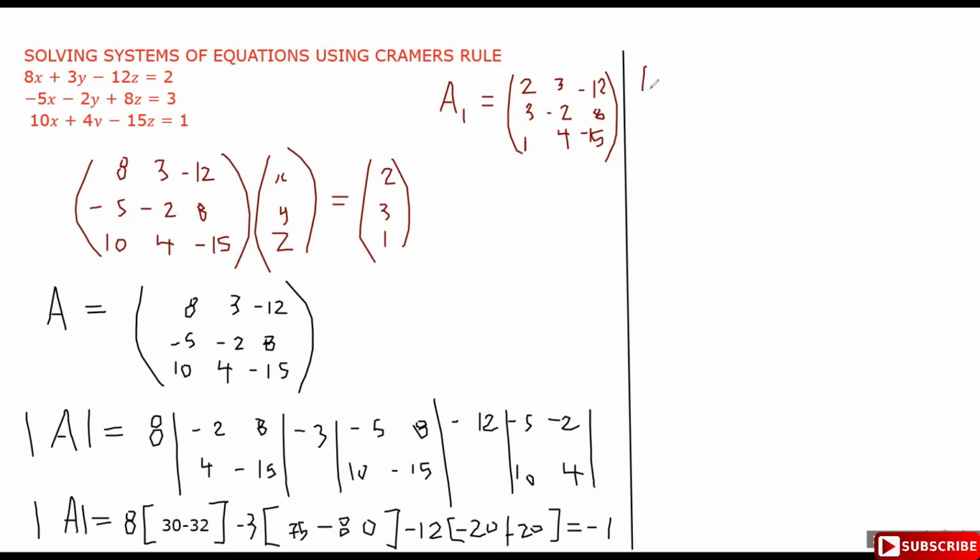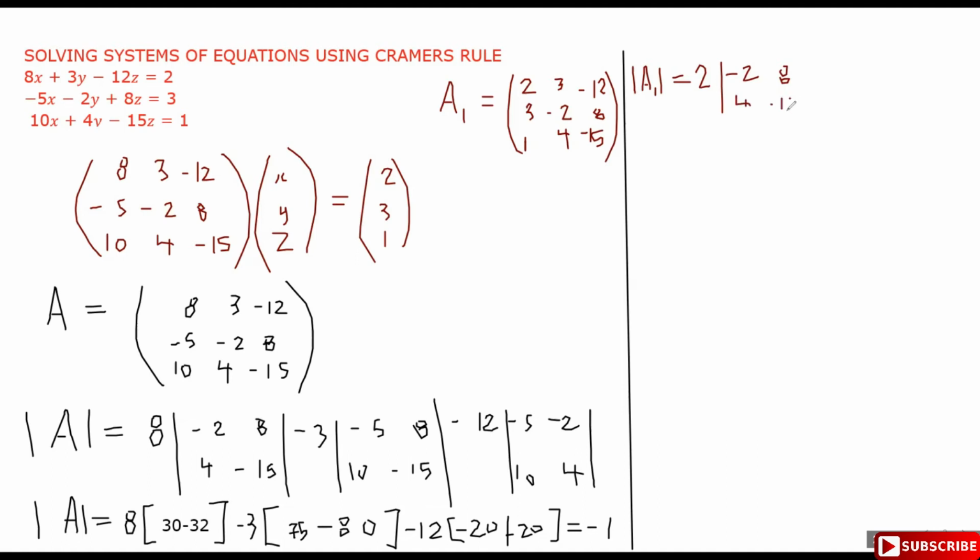So now we can work out the determinant of A1. To find the determinant of A1, this is going to be equal to 2 times the determinant of, cross out the row and the column with 2, and we're left with minus 2, 8, 4, and negative 15.